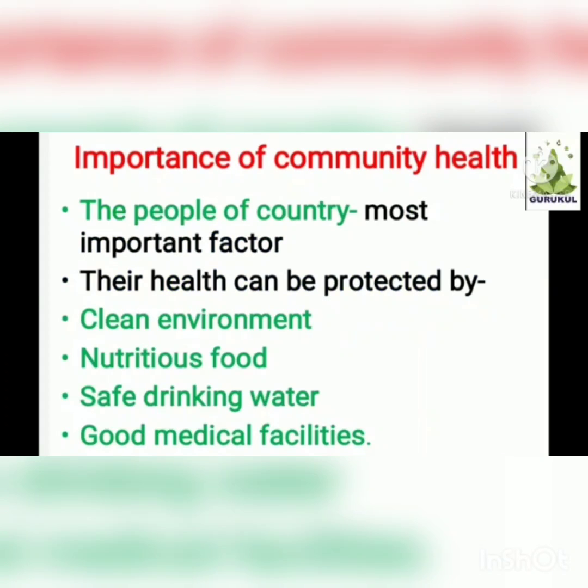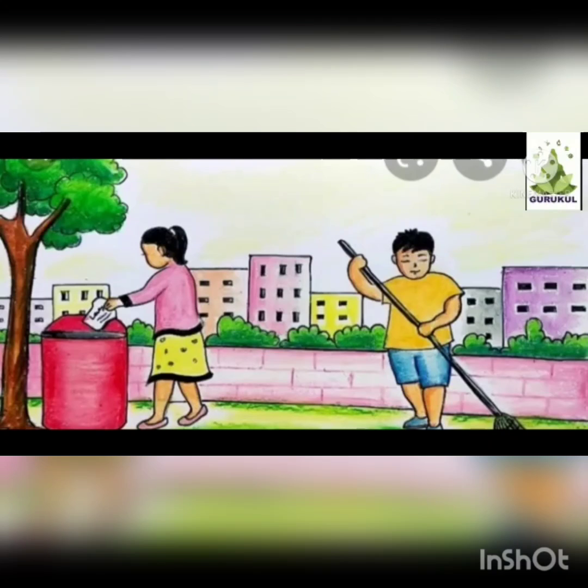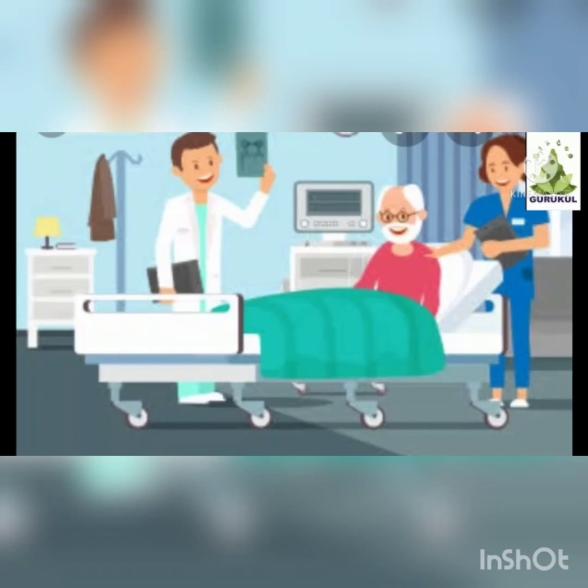Okay. Then next point, that is importance of community health. The people of a country are the most important factor in a country's progress, right? And for the country's development too. So, their health can be protected if they have a clean environment, then nutritious food, then they get safe drinking water and good medical facilities. Okay.